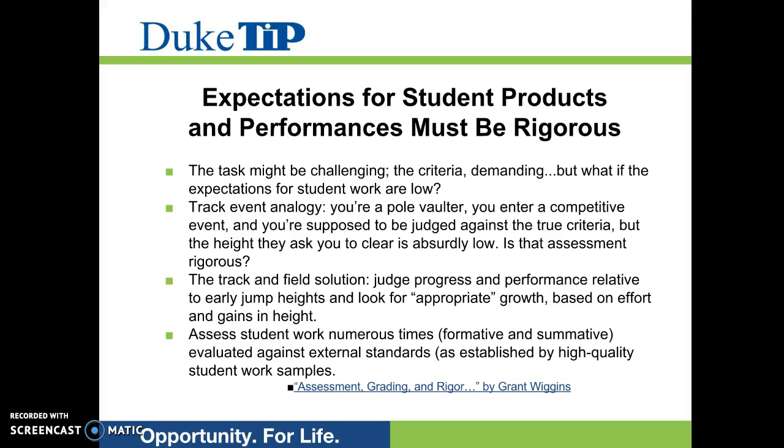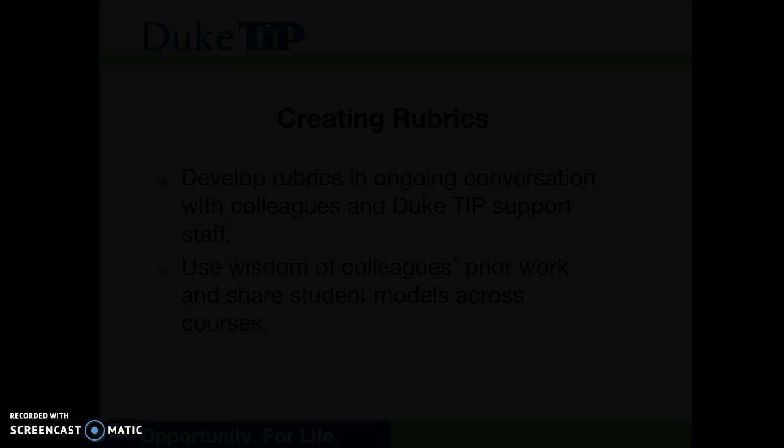And just keep in mind this track analogy. If you had to do a pole vault event and they had actually made it absurdly low, the level that you had to clear, you would just be scratching your head going, why is this a track and field event? So we want to judge progress and performance relative to early jump heights and then look for appropriate growth. You can do that with your students in a 7-week term and grade them fairly by where they are at the end of the term.